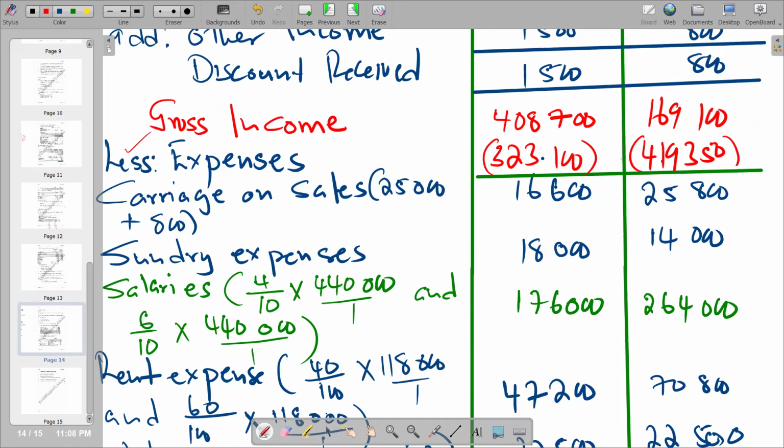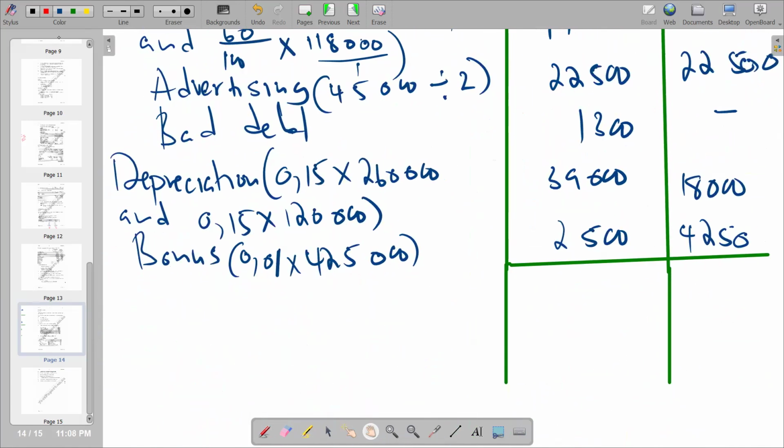So to get our net profit or loss, depending on which one is greater, remember, if you check in the first column, our gross income is greater than our expenses here. So we're going to get a net profit. Then in the second column, we have our gross income less than our expenses. So it's going to be a net loss. So let's start with the first column, 107,700 minus 323,100. And then we get a positive figure of 85,600. And this one is net profit.